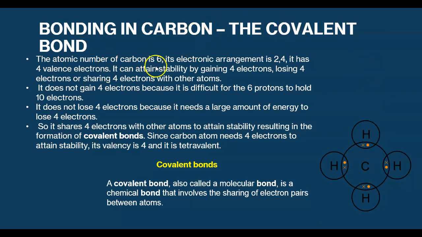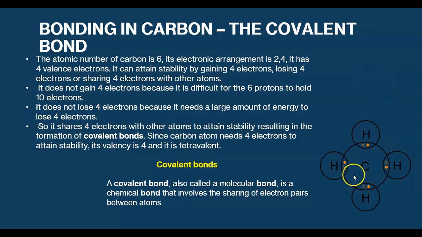You know the atomic number of carbon is 6, and of course you know the electronic configuration is 2, 4, and it has 4 valence electrons. It can attain stability by gaining 4 electrons, losing 4 electrons, or sharing 4 electrons with other atoms. Which means for attaining stability, that is octet configuration in its outermost shell, it needs to gain 4 electrons, or lose 4 electrons, or share 4 electrons.